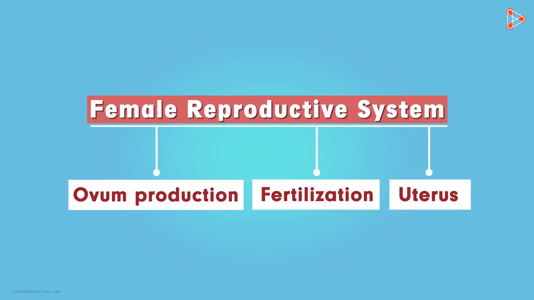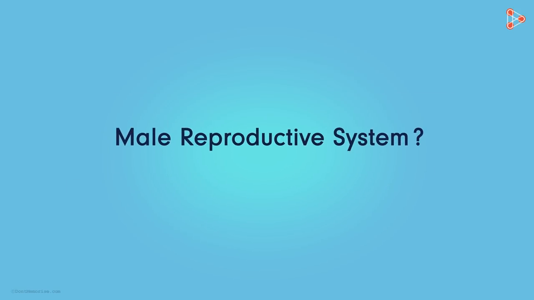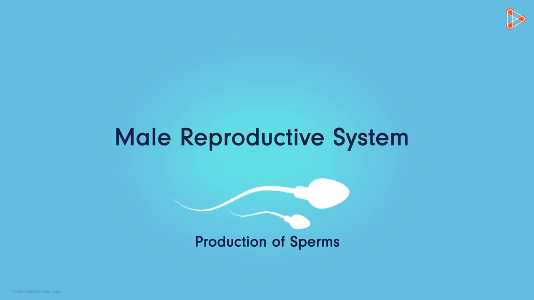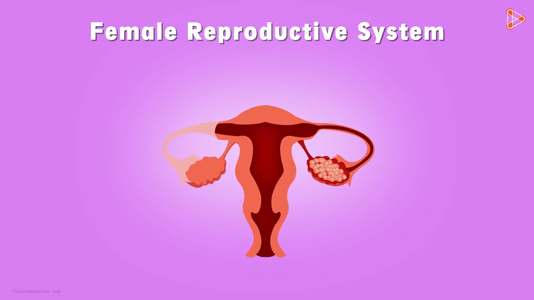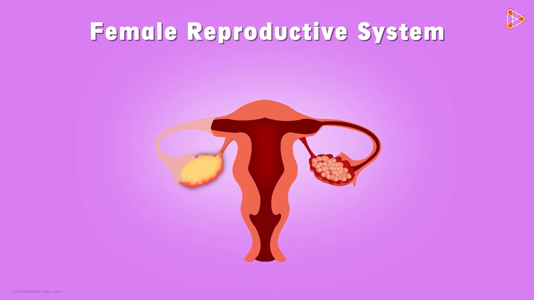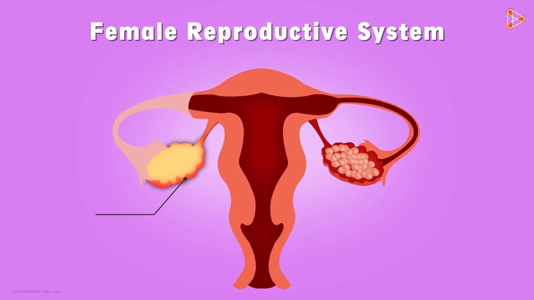Do you remember where we began studying the male reproductive system? Yes, it was the site of sperm production. Similarly, we will begin learning from the site of production of the egg cell or simply the ovum. So the journey begins from these oval structures called the ovaries, one ovary on either side.